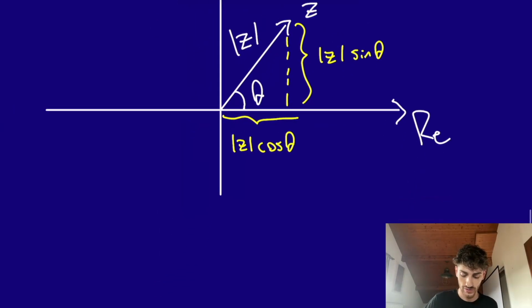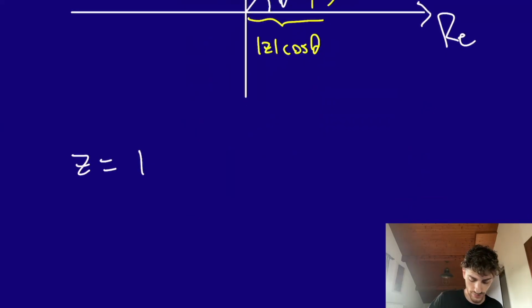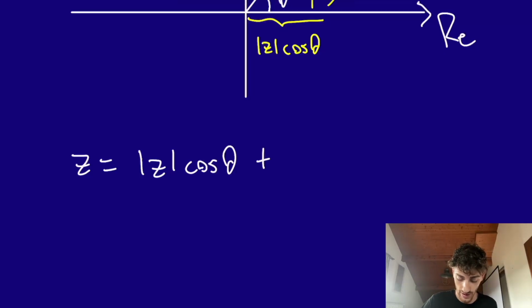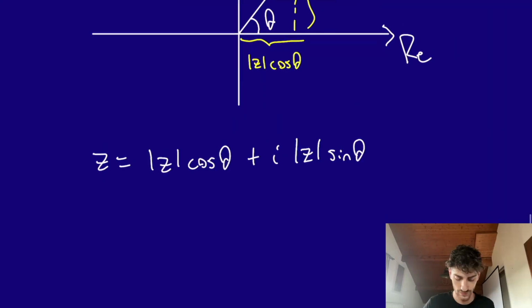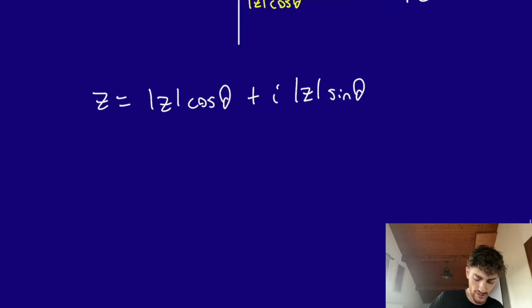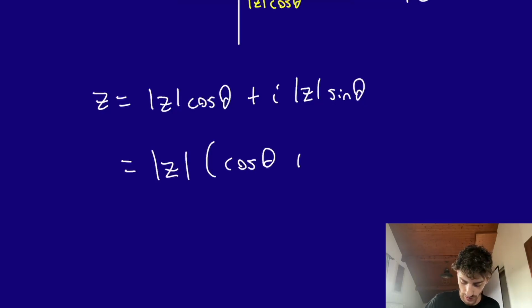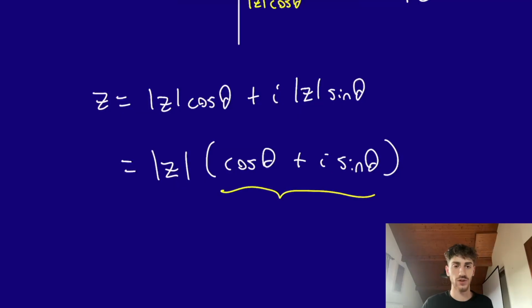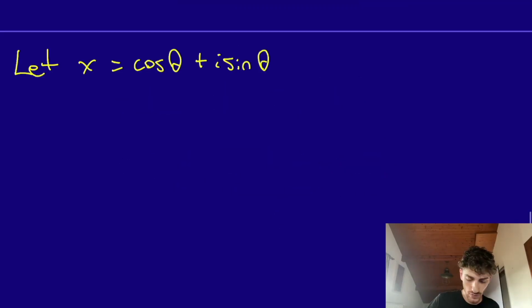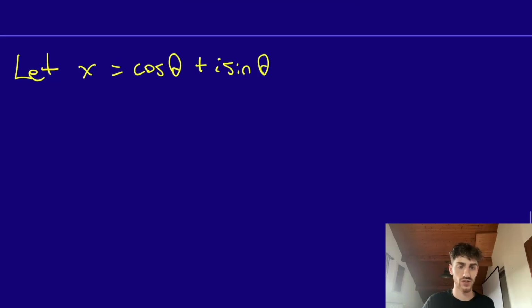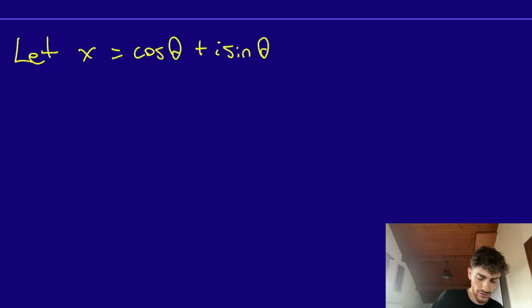Okay, so I can actually write out z like this. I can write out z equals the real part, which is magnitude of z cos theta, plus i times the imaginary part, magnitude of z sine theta. Now I'm going to factor out the magnitude of z, and then in the brackets, I'll just have cos theta plus i sine theta. Okay? So now I want to show you something that I can do with this expression here. I'm going to call this x. So I just wrote this explicitly here. This is x.